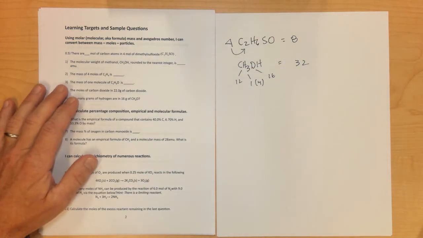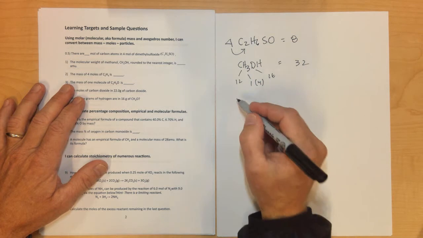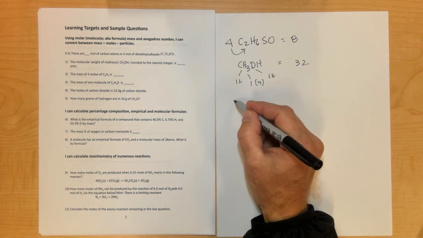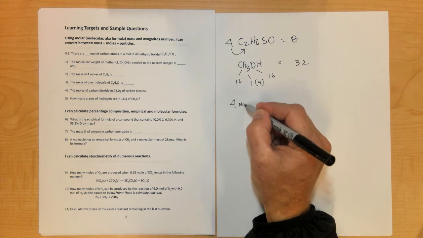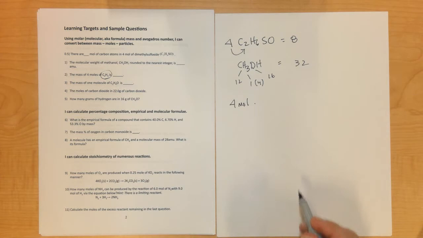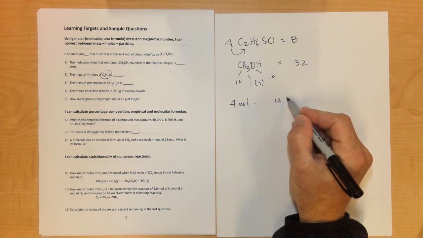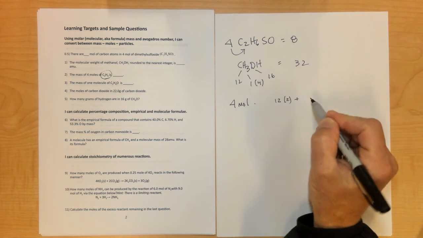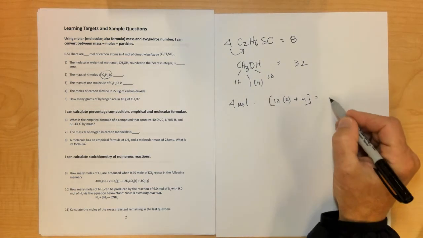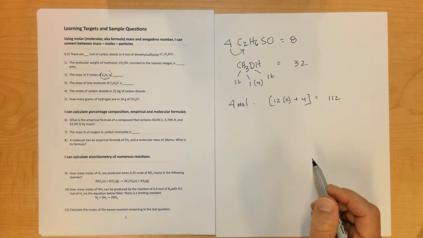Number 2, mass of 4 moles of the C2H4. So 4 moles, and then we have to add up C2H4 on the periodic table. Carbon is 12 times 2 plus 4 more for hydrogen. We multiply that times 4 and it ends up being 112.